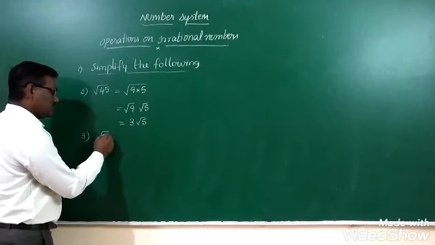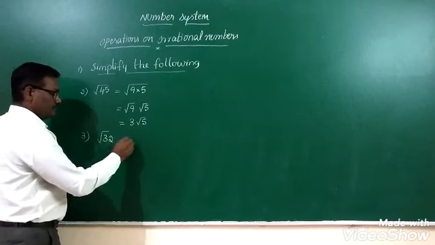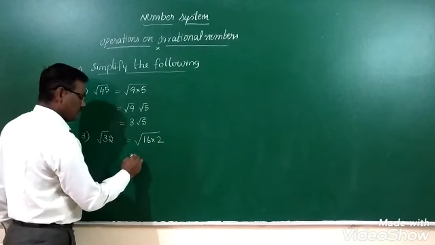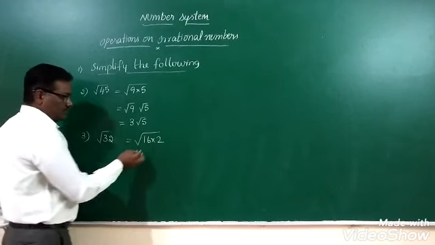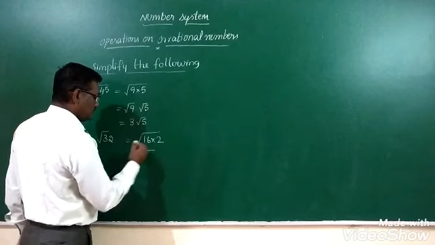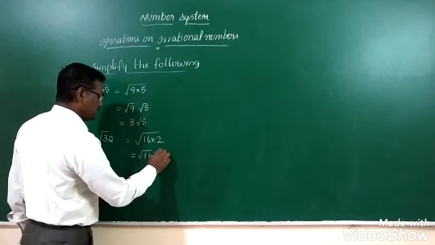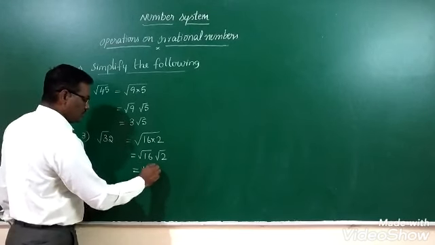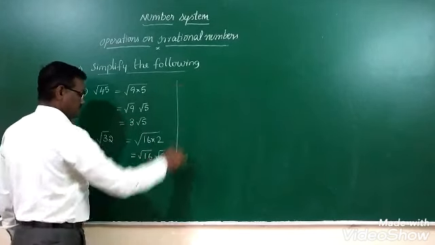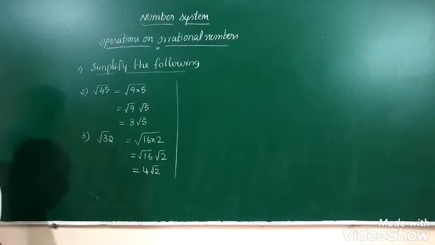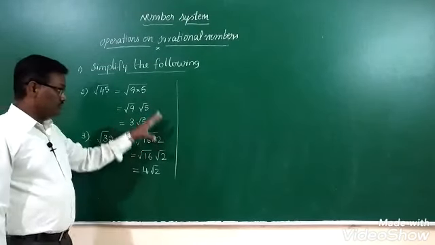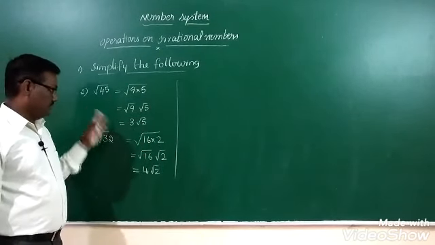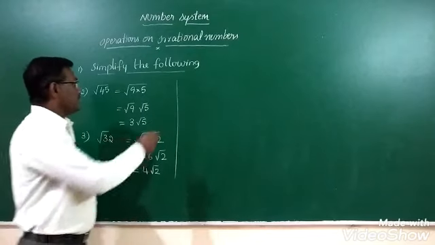Similarly, root 32, that is root of 16 into 2. 16 2s are 32, because 16 is a perfect square. Square root 16 into square root 2. What about root 16? Root 16 is 4. Is it clear now? Otherwise, in the previous way, we have to find the prime factors and simplify. That is also another way.